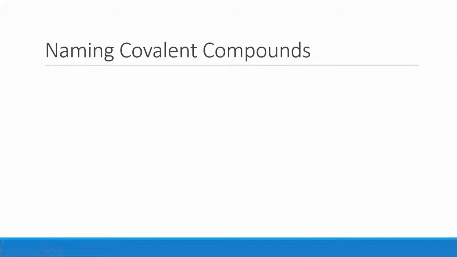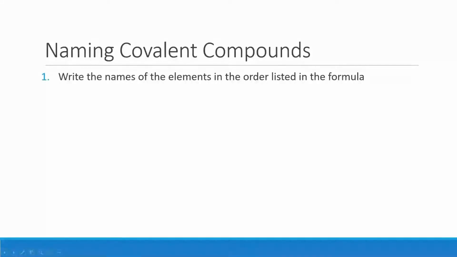Now, due to these being formed differently from ionic compounds, there are going to be some slightly different rules when naming covalent compounds. So first of all, this one's similar to ionic compounds. You write the names of the elements in the order in which they're listed. So if you have a covalent compound, like let's say carbon monoxide, CO, the name is going to go carbon first and then oxygen. You're not just going to randomly say oxygen and then carbon.